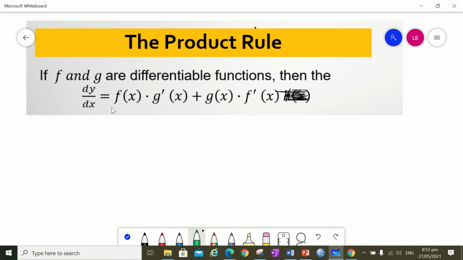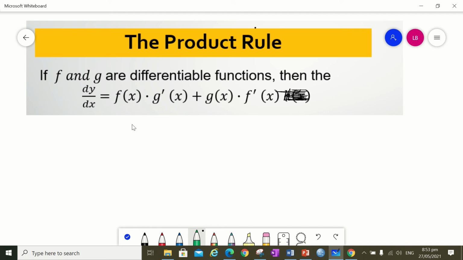Okay, let's have the product rule. If f and g are differentiable functions, then the derivative of y with respect to x is equal to f of x times g prime of x plus g of x times f prime of x. Meaning, to get the derivative of the product, we multiply the first function times the derivative of the second plus the second function times the derivative of the first.